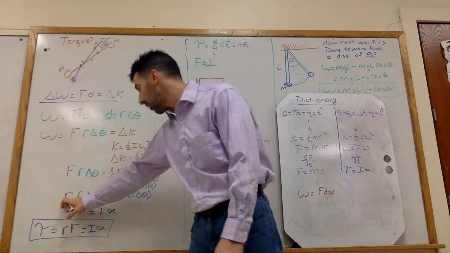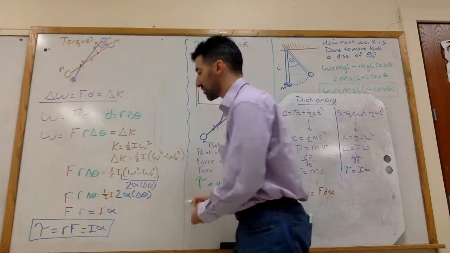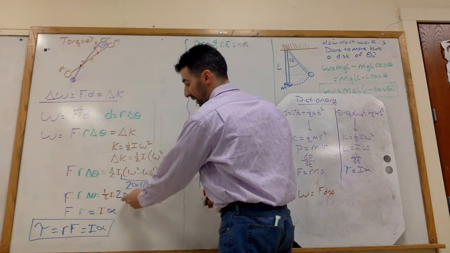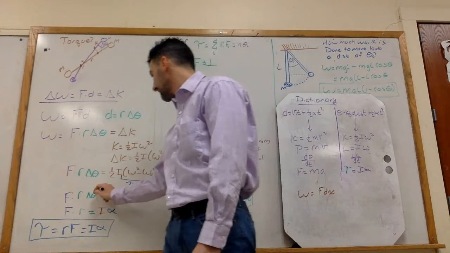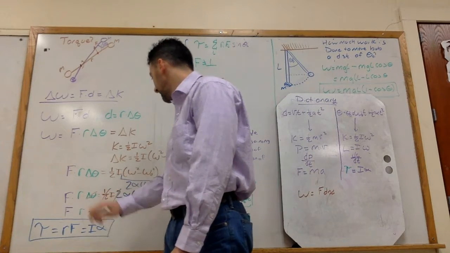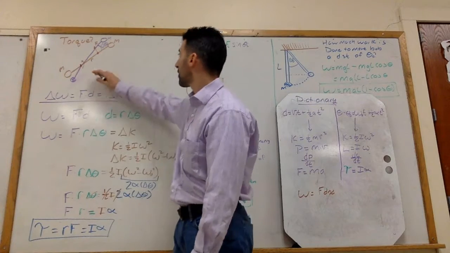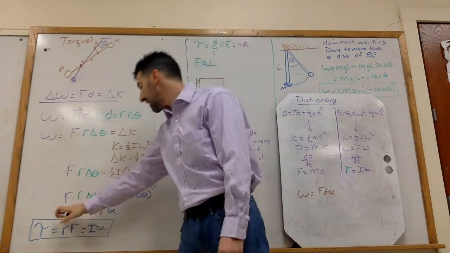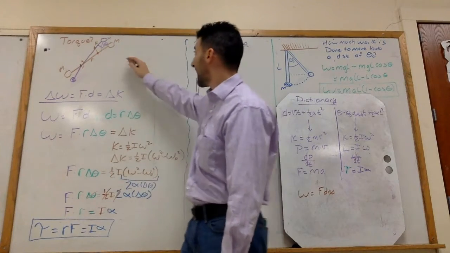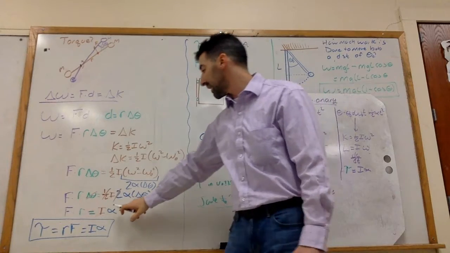Plug that in. Now I'm almost done here. I have my force times my distance is equal to 1/2 I, 2 alpha times d theta. And now I can start canceling things out to simplify. I'm left with my force times however far away I'm applying that force from my axis of rotation. F times r equals I, the moment of inertia about that rigid body, times alpha.